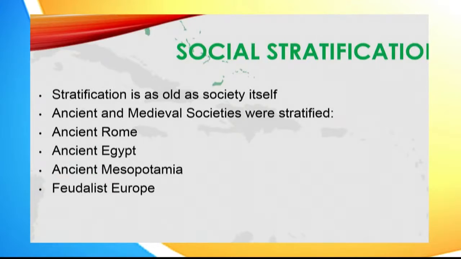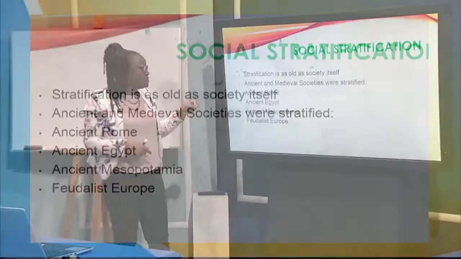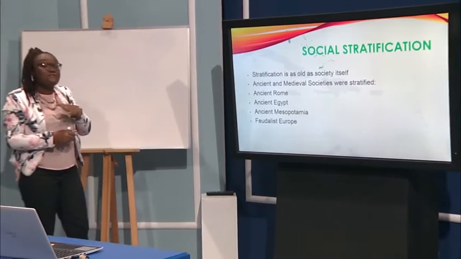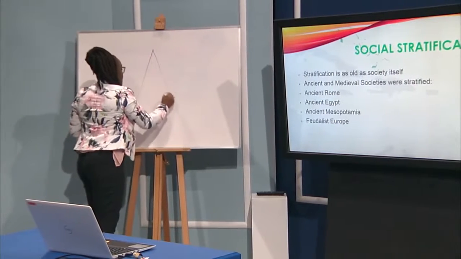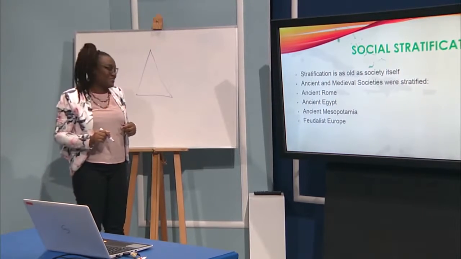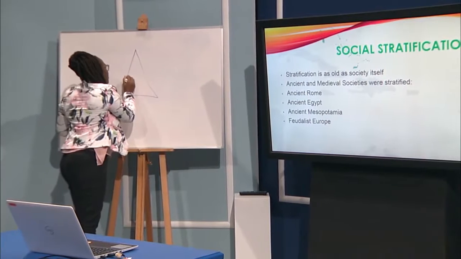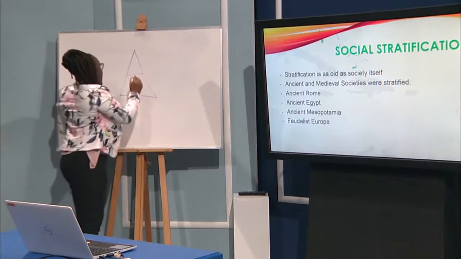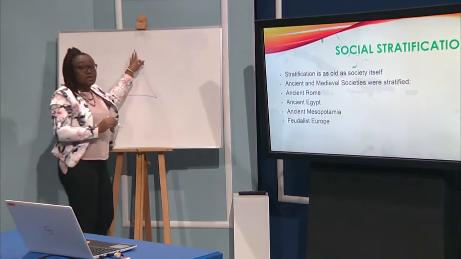All right? Now, stratification is as old as society itself. For as long as we can recall any kind of society, there has been stratification. When we look at these ancient and medieval societies, ancient Rome, ancient Egypt, ancient Mesopotamia, and feudalist Europe, then we understand. Usually, when we talk about a stratified society, we are using a pyramid to demonstrate. There's usually a large group at the bottom, because it represents the majority of the society. And then there's usually a very tiny group at the top, the elite.